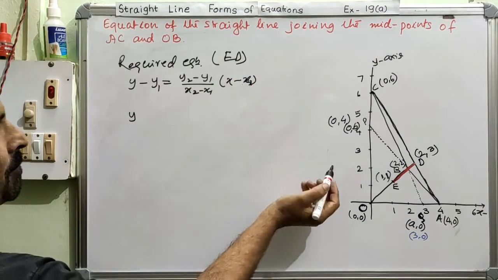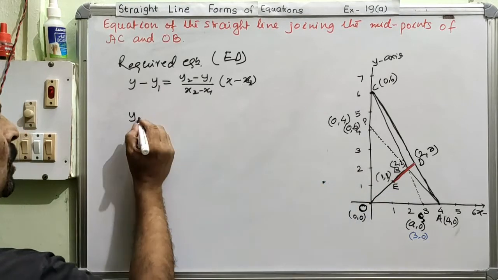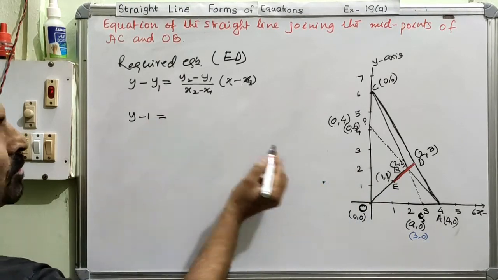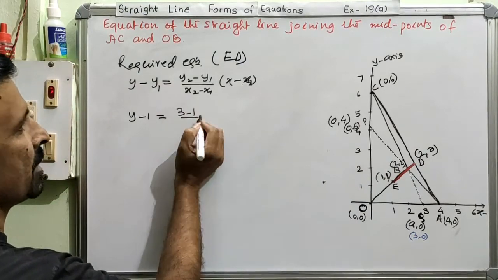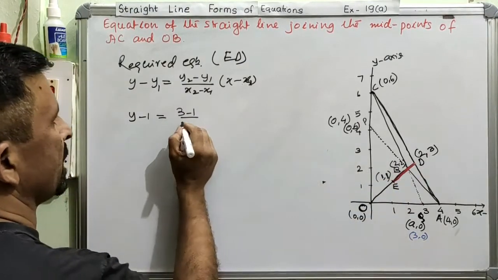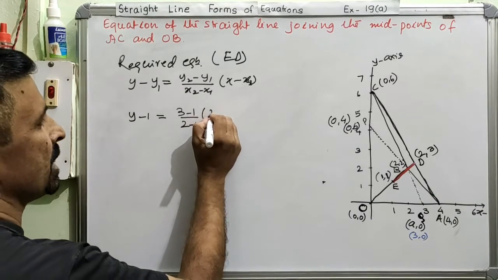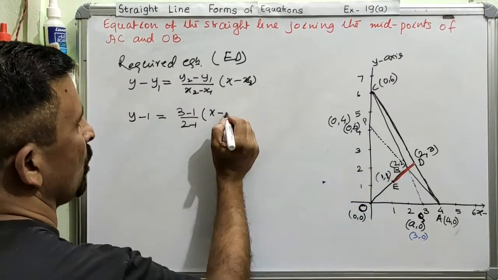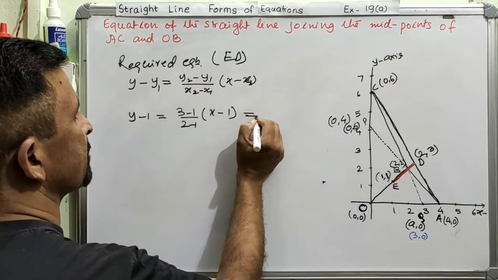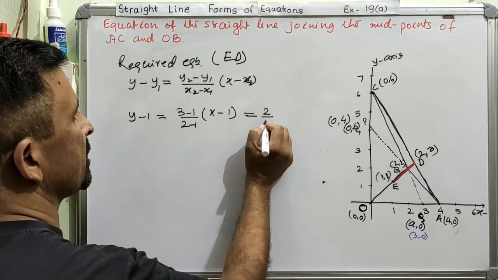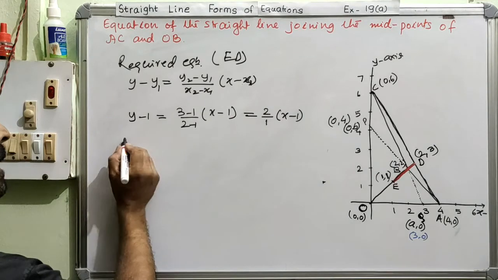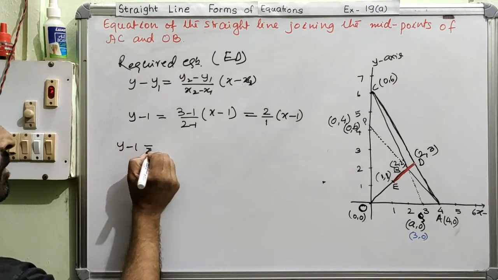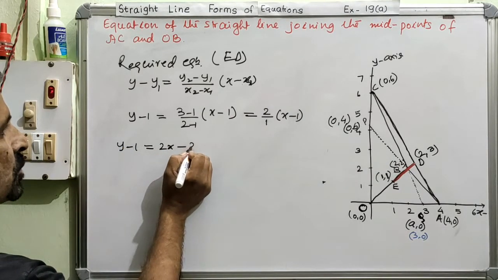So y minus y1 is y minus 1, is equal to y2 minus y1, so 3 minus 1, divided by x2 minus x1, 2 minus 1, into x minus x1, which is x minus 1. Clear? This further, 3 minus 1 is 2 divided by 1 into x minus 1. So simplify. This will become y minus 1 is equal to 2x minus 2.